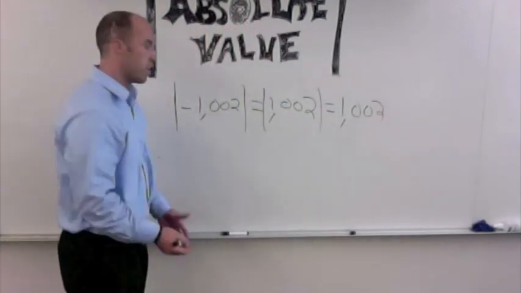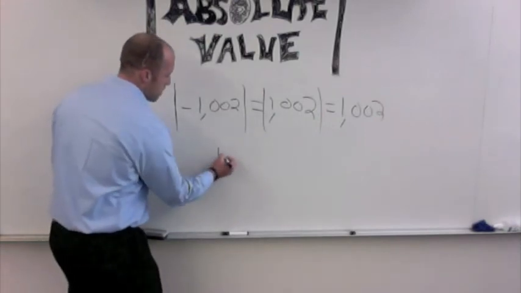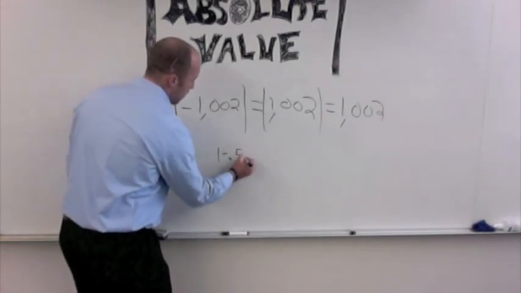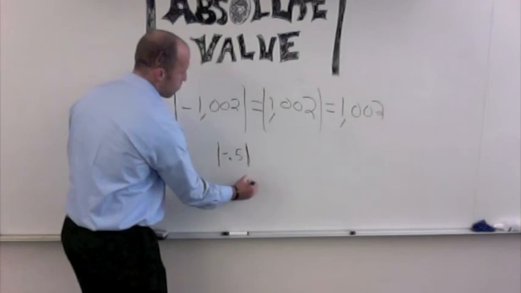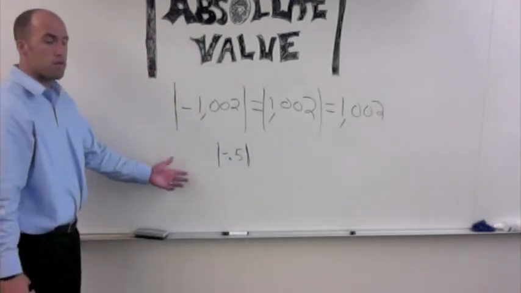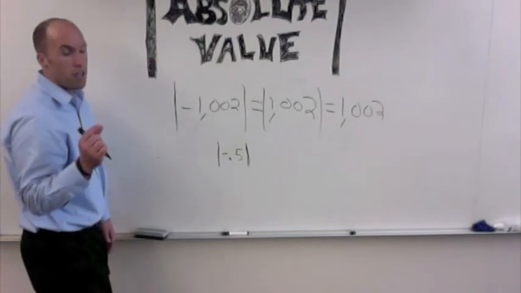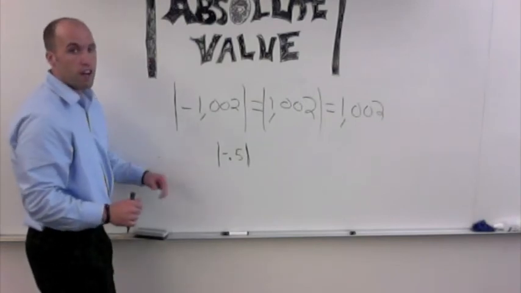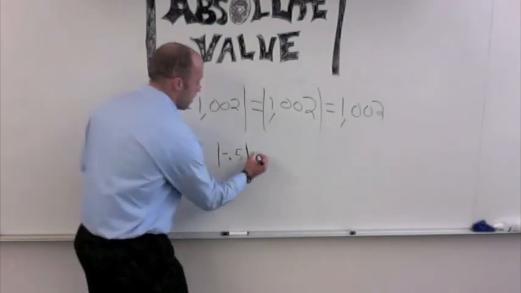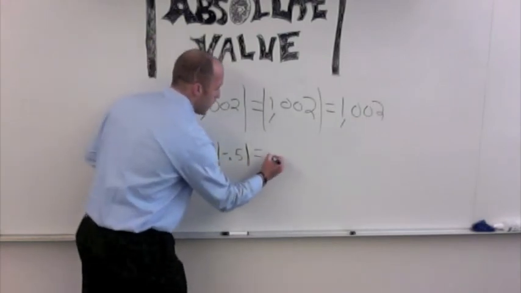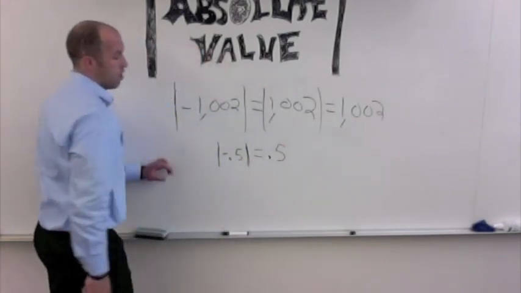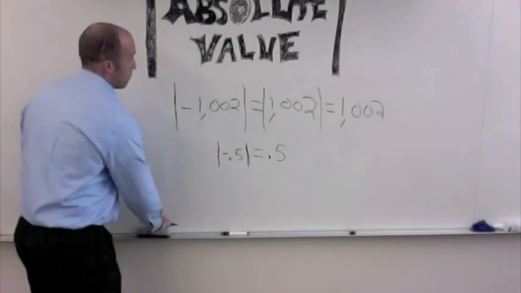So just a real quick wrap-up question. What is the absolute value of negative 0.5? How far away from 0 is it? Even though it's a tiny bit away from 0, only 0.5, the absolute value of negative 0.5 is 0.5. You basically just get rid of the negative symbol, in essence.